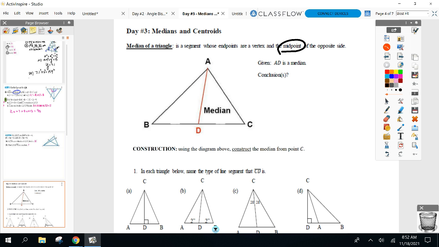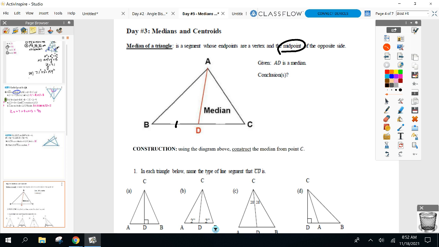So can you make a conclusion about my diagram if AD is a median? If AD is a median, make a conclusion, please, just based on that definition. It starts at a vertex, goes to the midpoint of the opposite side. Matt, let's roll.